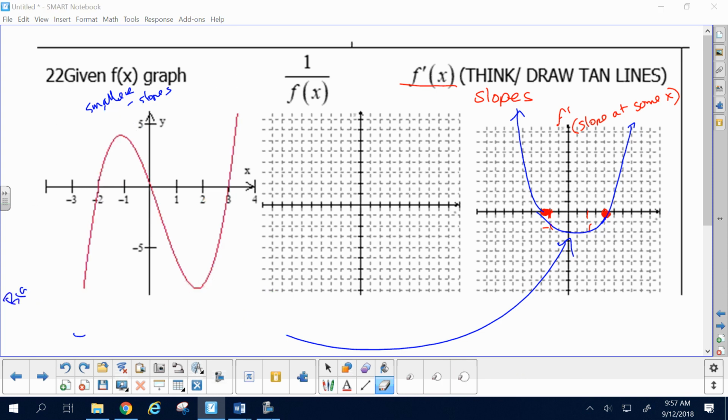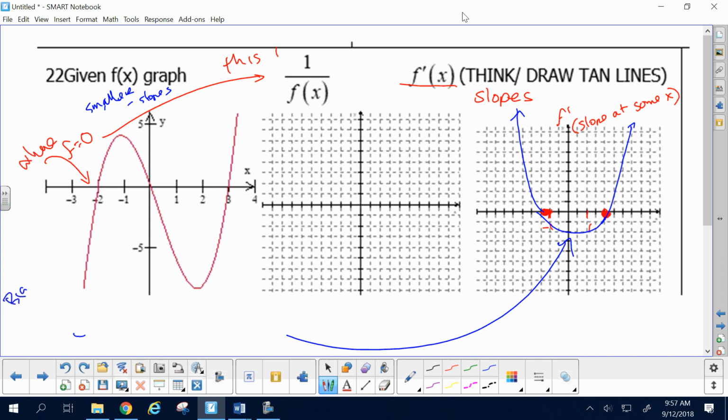All right, the reciprocal idea starts with zeros. Where f is 0, or where this has x-intercepts, this is 1/0, so vertical asymptotes. So I'll have vertical asymptotes at -2. And where else? 0 and 3. Okay, that's one big idea. Where the original graph has zeros, the reciprocal graph has vertical asymptotes, you can't have division by 0.